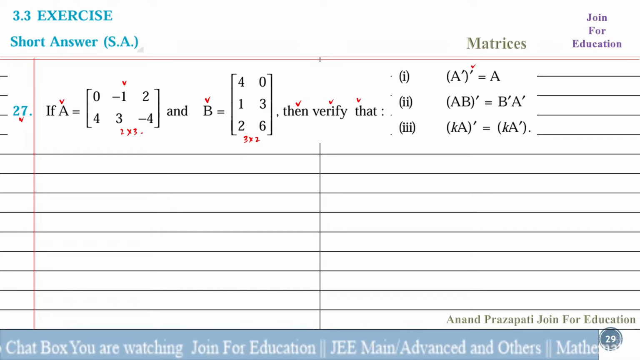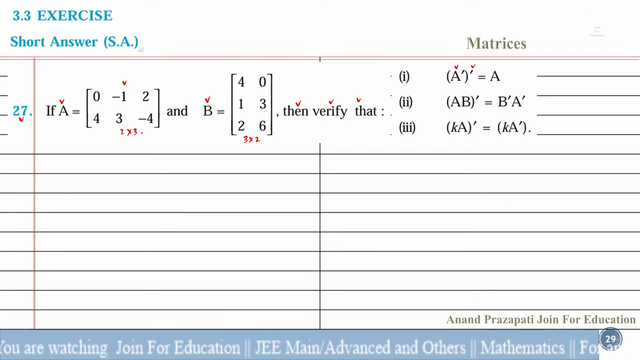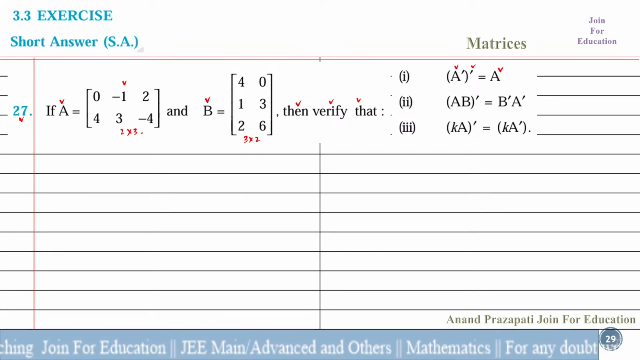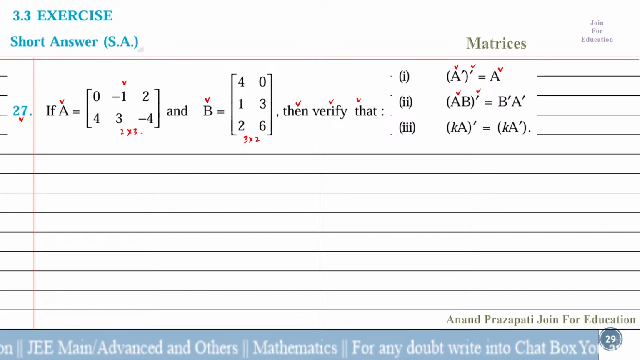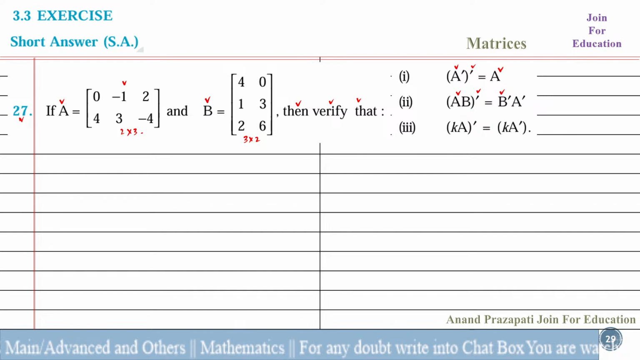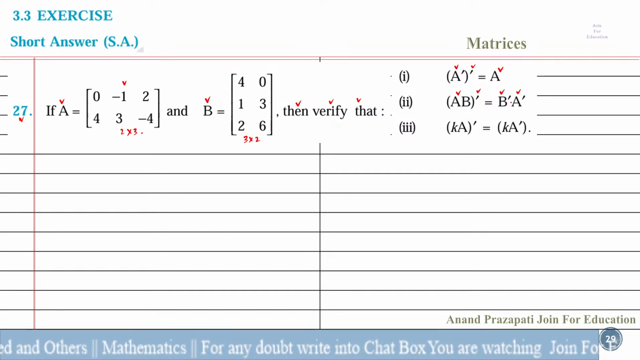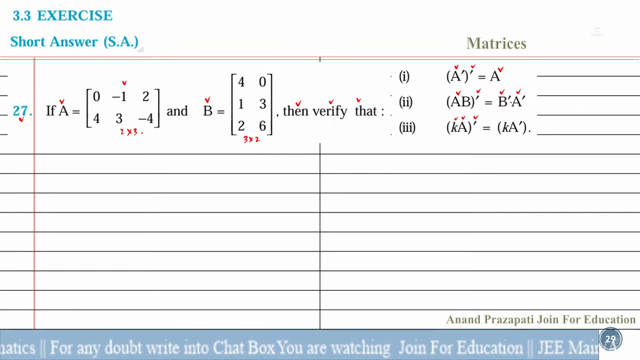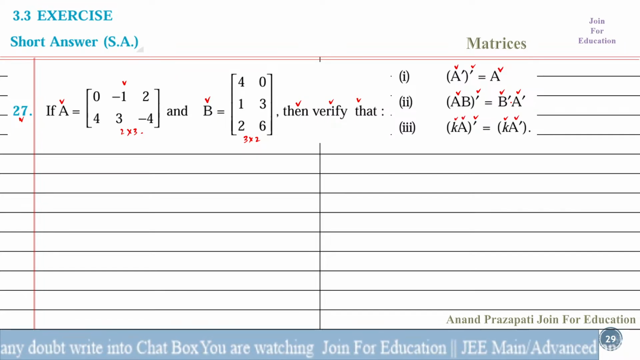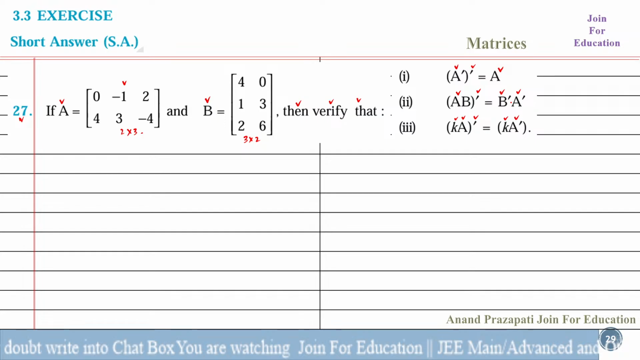transpose of transpose of A equals A. Transpose of A into B equals transpose of B into transpose of A. Transpose of K into A equals K into transpose of A. So let's see the solution.